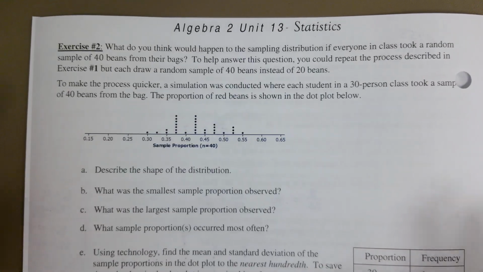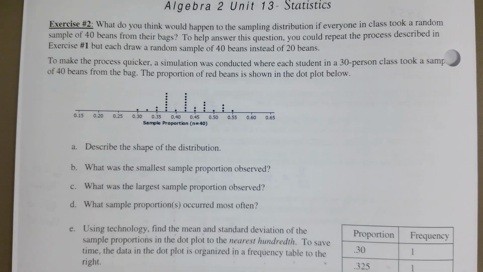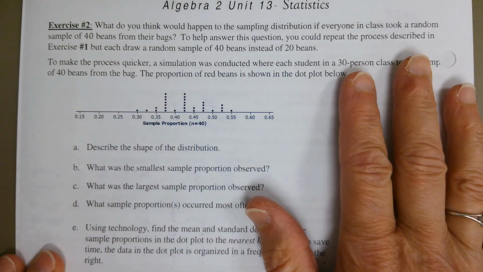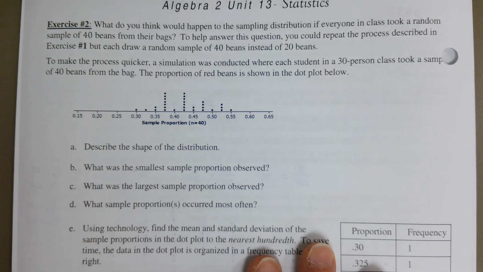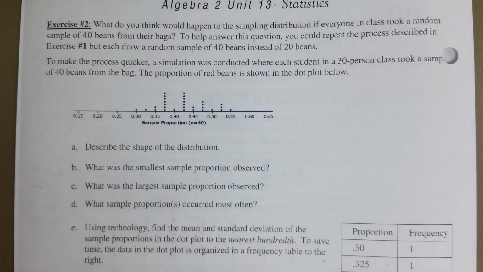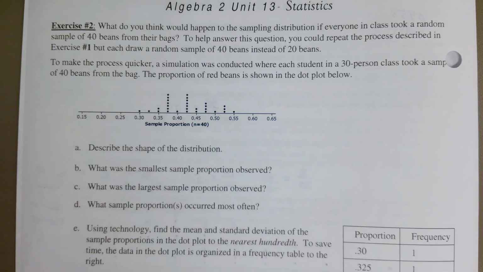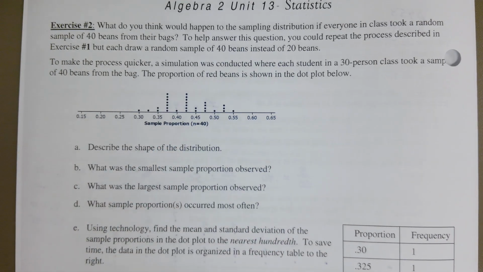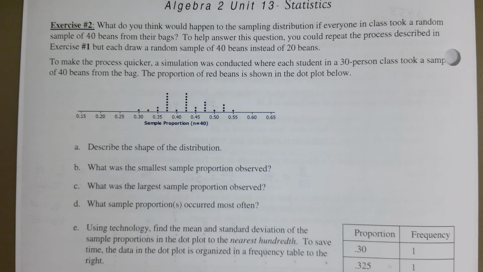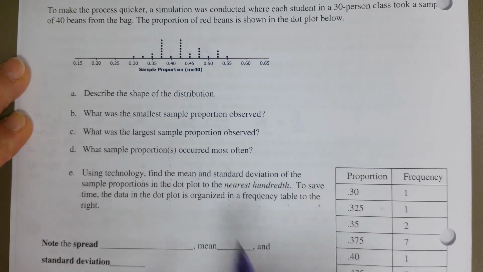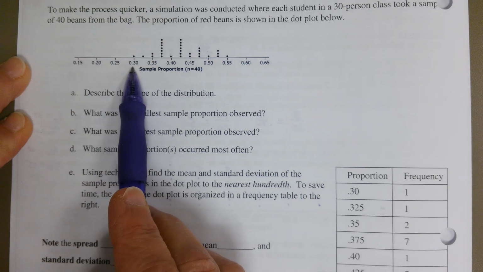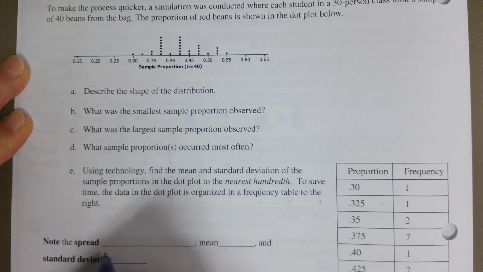What do we think would happen to the sampling distribution if everyone in the class took a sample of 40 beans from their bags instead of 20? All right, to help answer this, a simulation has been run to make this process easier, and we have another distribution of sampling proportions in the form of a dot plot. There are 30 dots here. Let's note the spread. The spread is from 0.30 to 0.55.